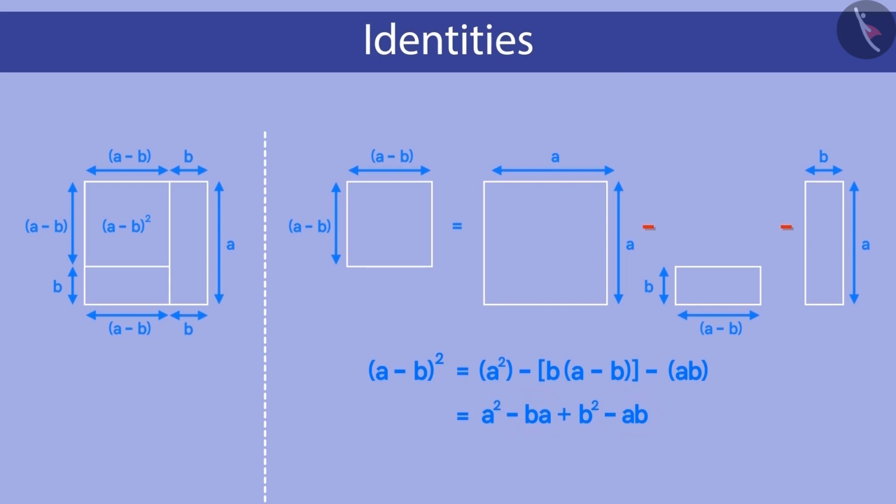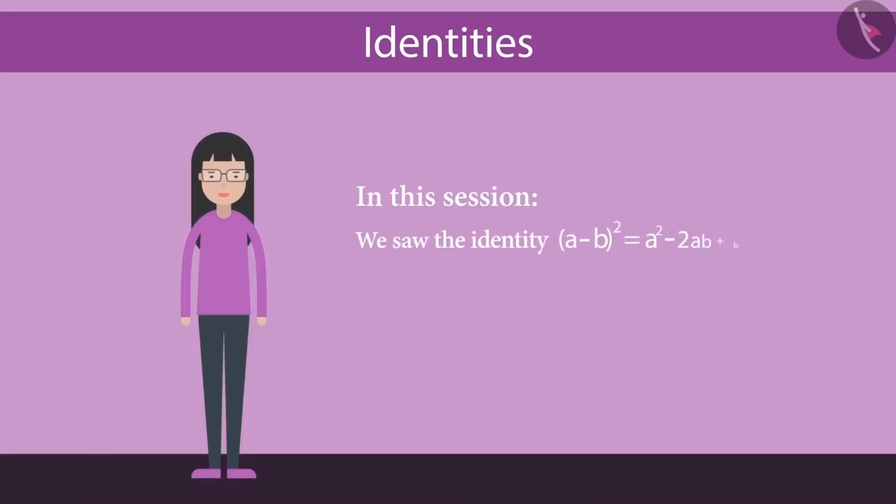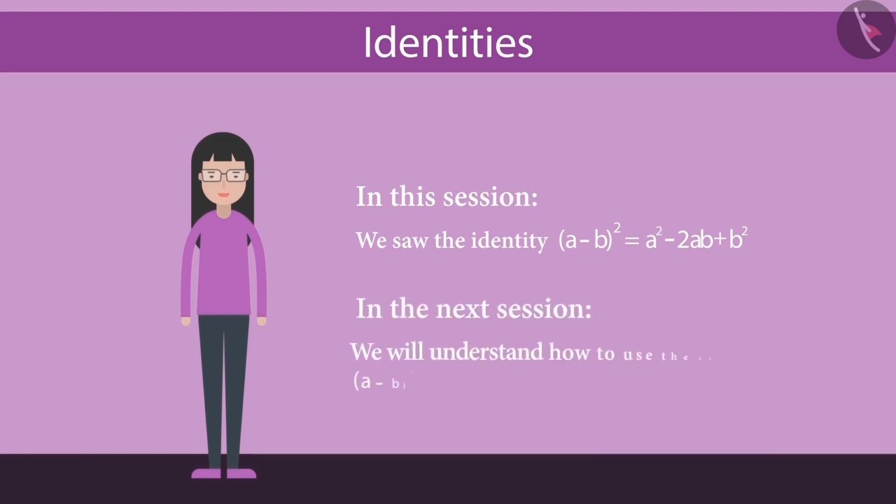Now, look at these terms again. They are equal to each other. So, solving this further, −ab and −ba become −2ab. Hence, we get (a − b)² equal to a² − 2ab + b². We have seen an interesting way to get this identity. In this session, we saw this identity. In the next session, we will see some examples and understand how to use this identity.